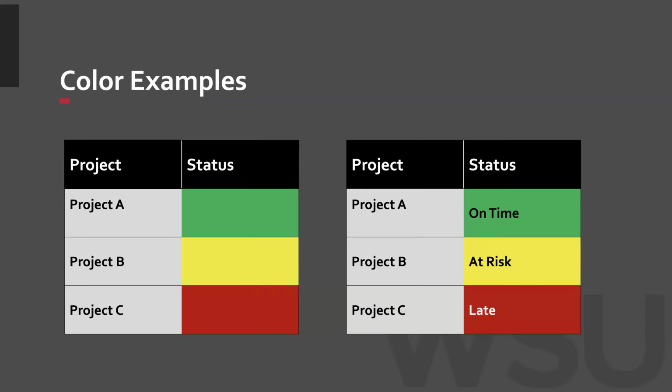So to the right of that is the same table, but with text added to each one of those projects to add some clarity. So in addition to it being a green cell for Project A, it says on time. Project B, in addition to being a yellow background color, says at risk. And Project C with a red background says late. So you're using two different distinctions in order to convey meaning to the user. That would be accessible.